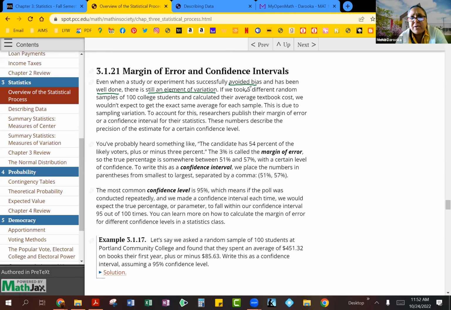So they're talking about if we took 5 different random samples of 100 college students, and this is kind of going back to the original experiment we had talked about, which is how much they are paying for their textbook.